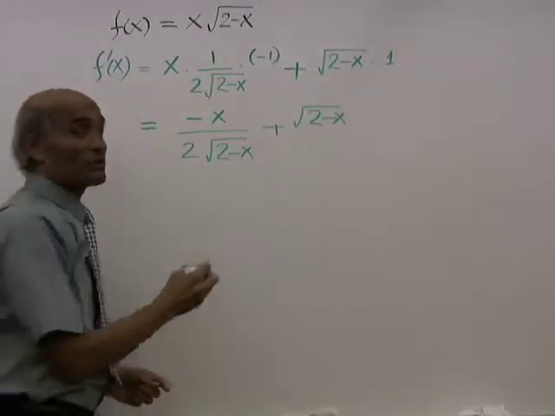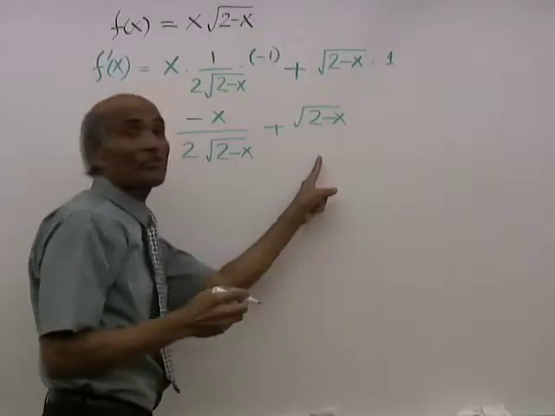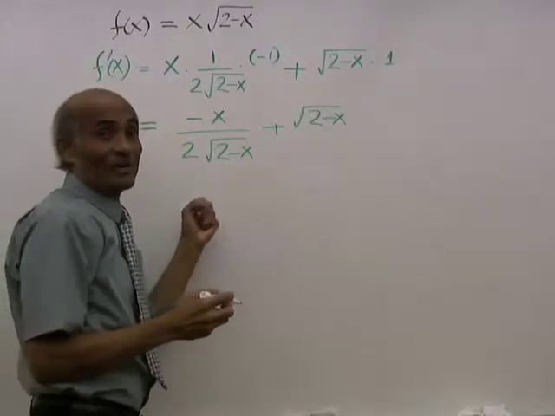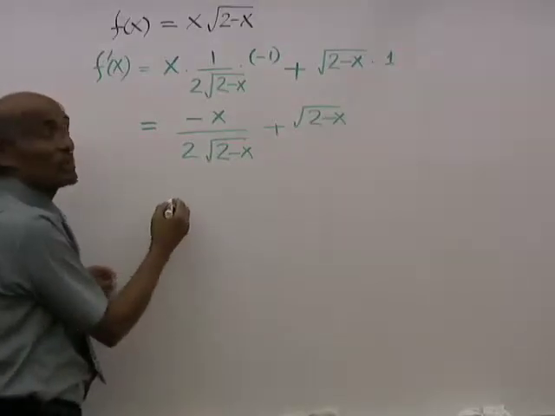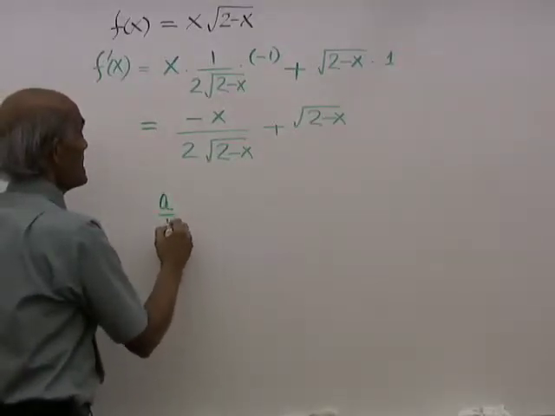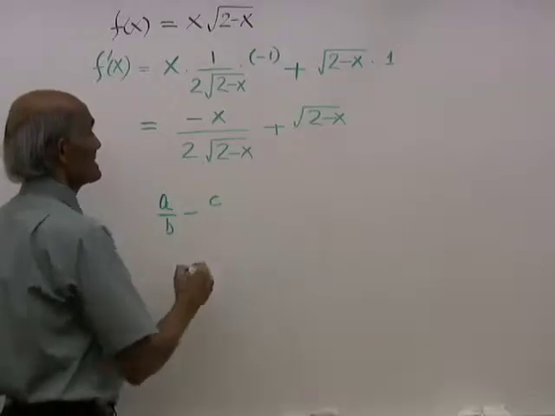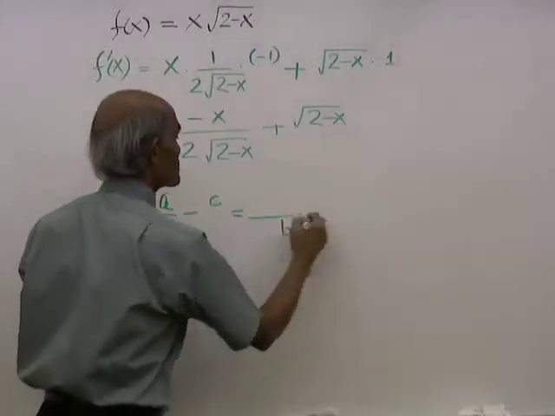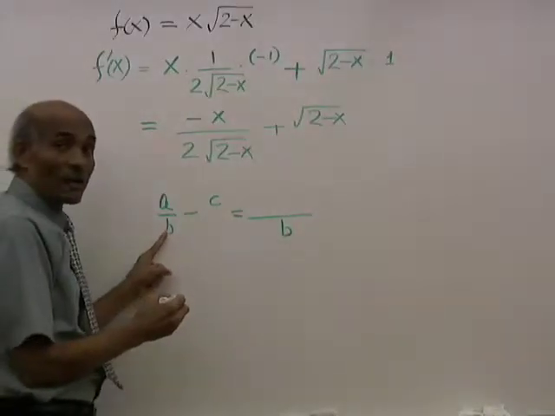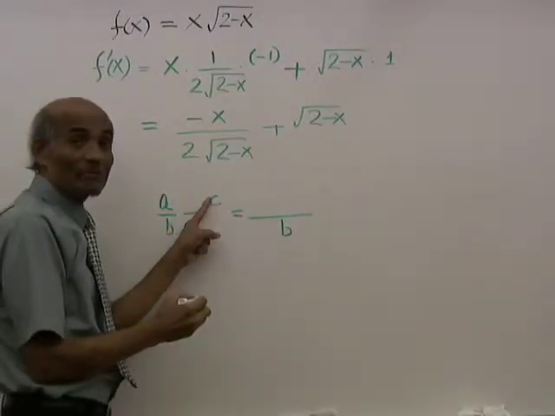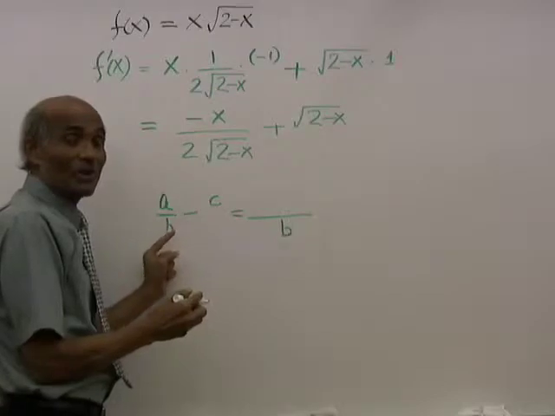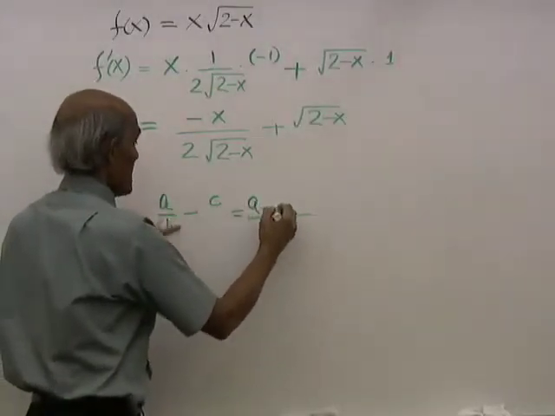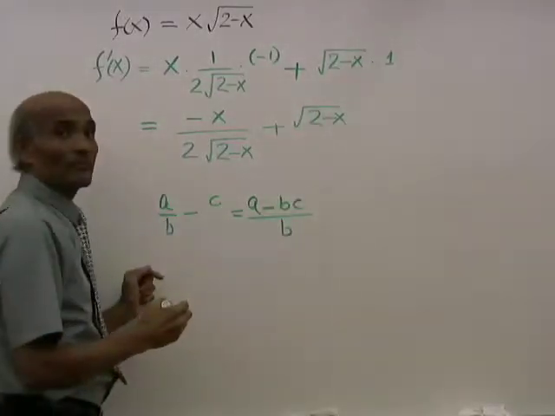Now, I'm sure your algebra is good enough to simplify this by taking the common denominator. Remember I showed you some time ago that if you have a over b minus c, b becomes the common denominator, and b will multiply with c on the numerator. What will be the numerator? The numerator will be a minus bc.